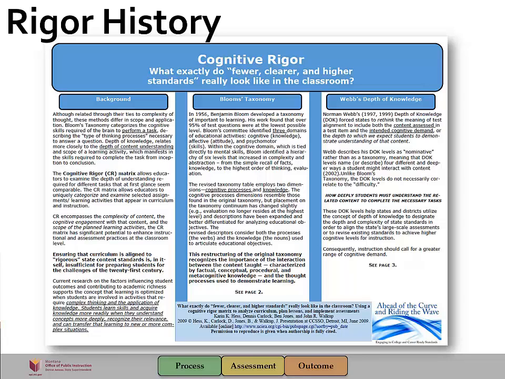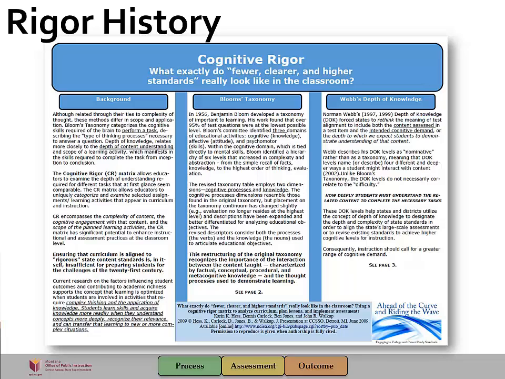The Cognitive Rigor Matrix allows educators to examine the depth of understanding required from different tasks that at first glance seem comparable. The Cognitive Rigor Matrix allows educators to uniquely characterize and examine selected assignments and learning activities that appear in curriculum and instruction. Cognitive rigor encompasses the complexity of content, the cognitive engagement with that content, and the scope of the planned learning activities. The Cognitive Rigor Matrix has significant potential to enhance instructional and assessment practices at the classroom level.